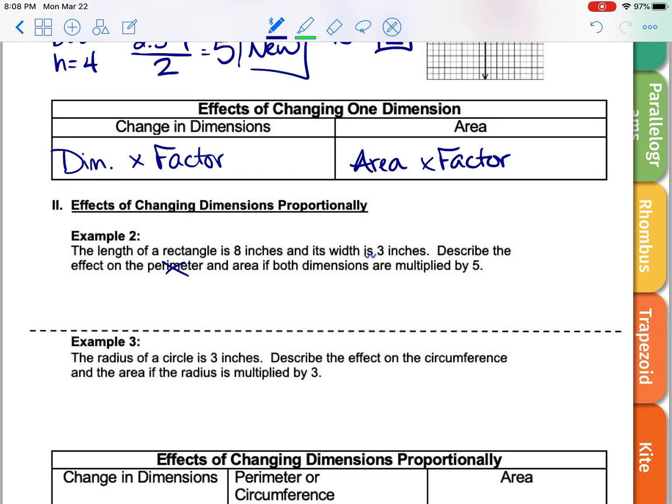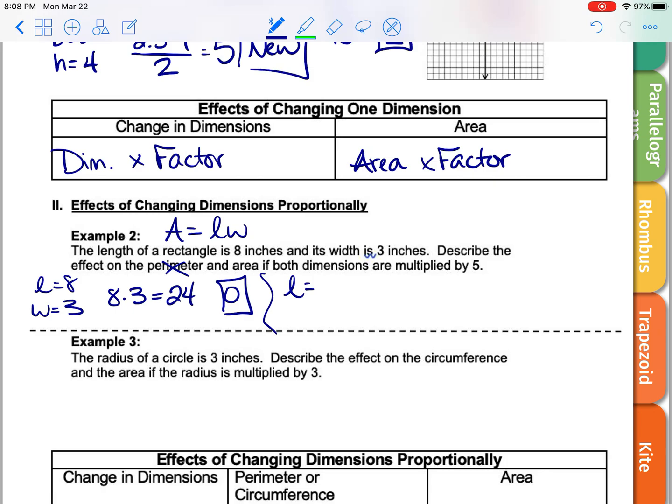Okay? So for the area of a rectangle, we know the formula is area equals length times width. So my original length is 8, my width is 3. So 8 times 3 gives me an area of 24. And I'm going to put an O there for original. They want us to take both dimensions and multiply them by 5. So now my length is 40 and my width is 15. And if I multiply 40 and 15, that's going to give me 600. And so I'm going to put N for new.